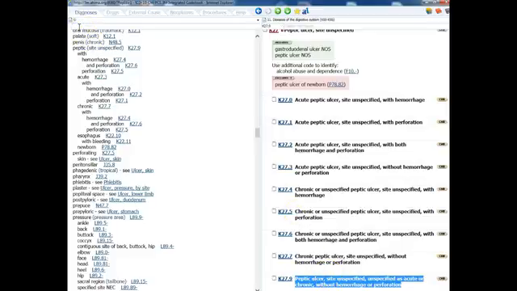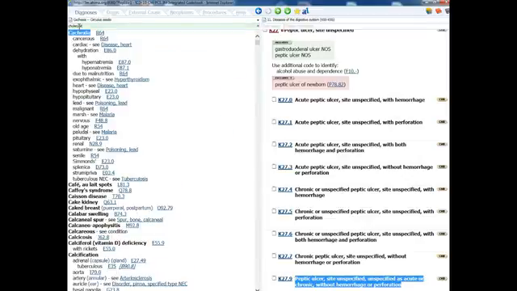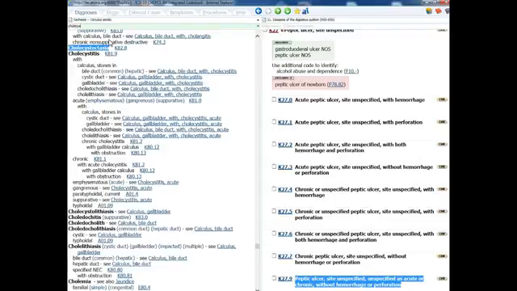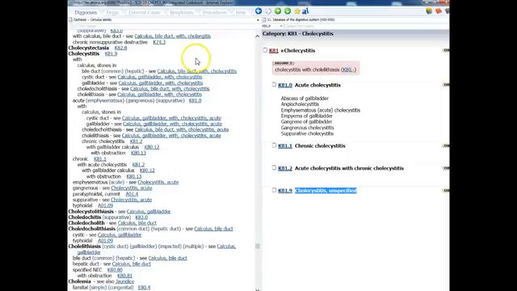And then we have cholecystitis. And that code is K81.9. And again, we don't have acute or chronic documented, so we are just using cholecystitis unspecified.